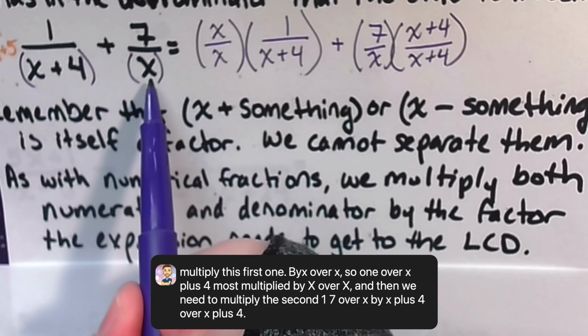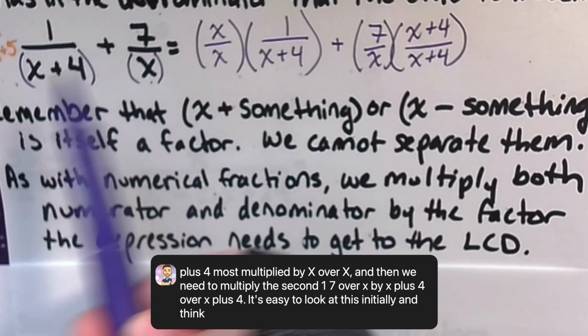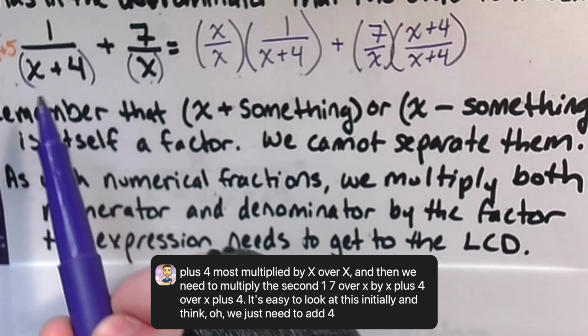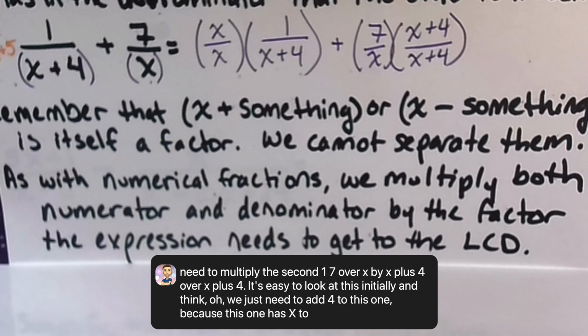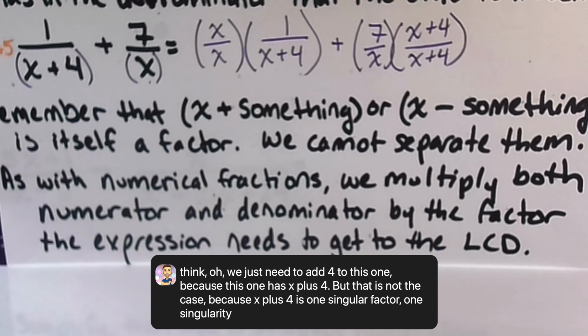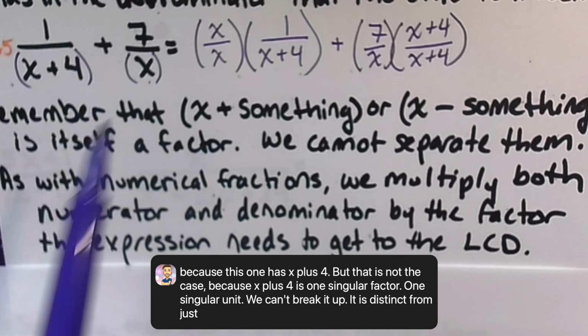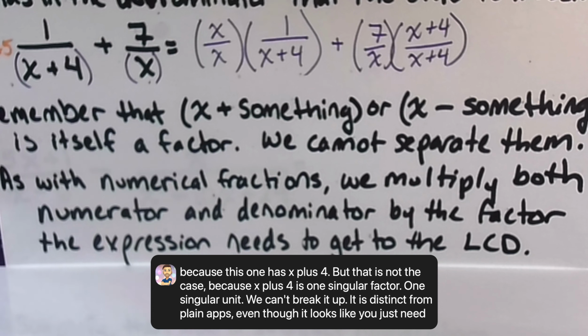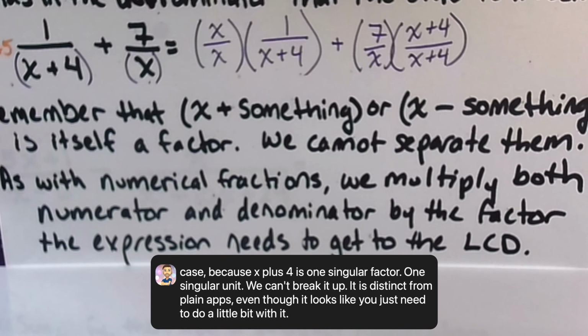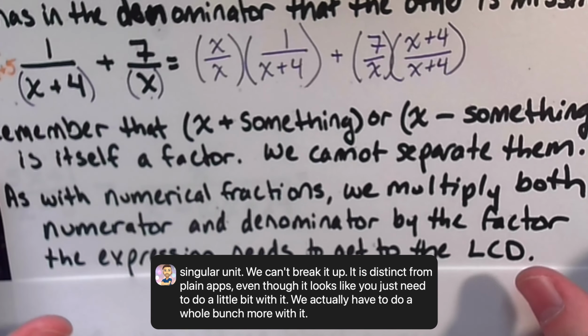It's easy to look at this initially and think, oh, we just need to add 4 to this one because this one has x plus 4. But that is not the case because x plus 4 is one singular factor, one singular unit. We can't break it up. It is distinct from plain x. Even though it looks like you just need to do a little bit with it, we actually have to do a whole bunch more with it than it looks like.